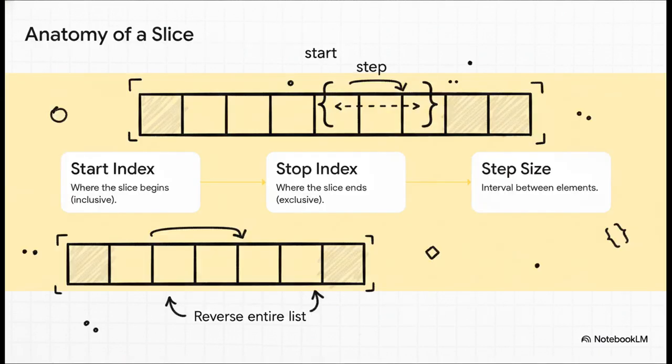But what if you only want a specific chunk of your list? Well, to carve up our data, we use slicing. The anatomy of a slice relies on this really clever start, stop, and step structure. You define your start index, which is inclusive, then your stop index, which is exclusive, and finally the step size, which is your interval. If you navigate that structure, you can extract exactly what you need. Or, here's a fun trick, if you omit the start and stop entirely and just use a -1 for the step size, you reverse the whole list in one swift move.